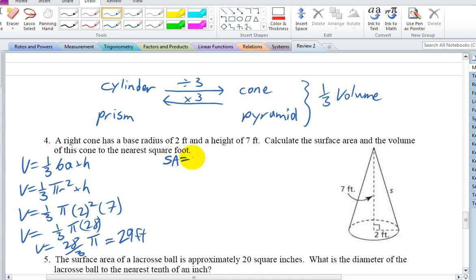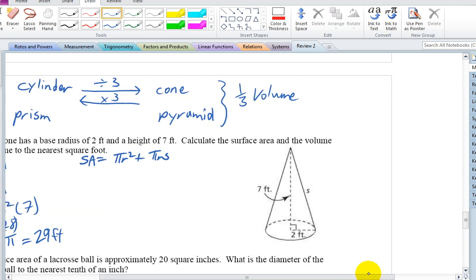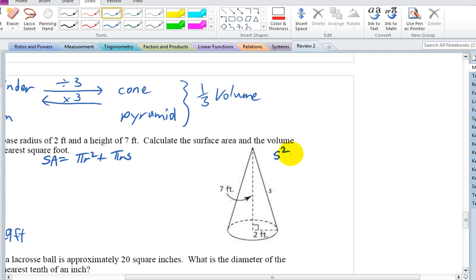Okay, surface area. Formula sheet. It's a circle, pi r squared, plus what? Pi r h? 2 pi r h? What is it? Pi r s. So we gotta find the slant, which is very common. So we gotta do Pythagoras. S squared equals 7 squared plus 2 squared. S squared equals 49 plus 4. S squared equals 53. So S equals square root 53.